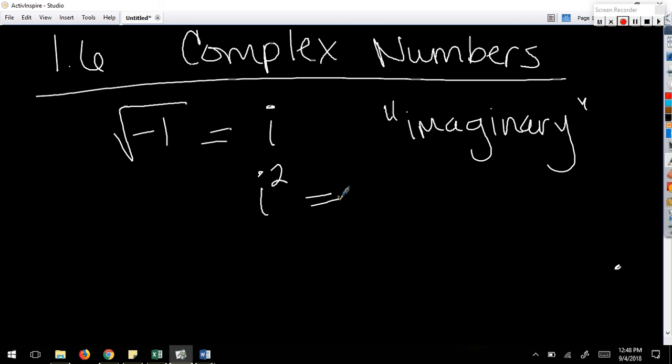squared, what's it give you? 3. If you've got the square root of 10 squared, what's it give you? 10. Whatever it is, it cancels it out. So i squared is going to be -1. I want you to keep that in mind as you go.